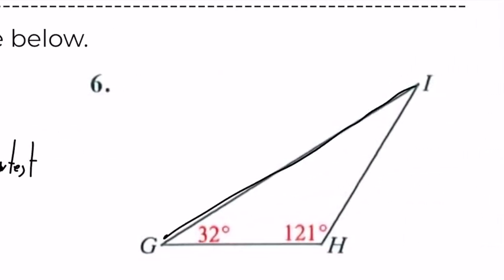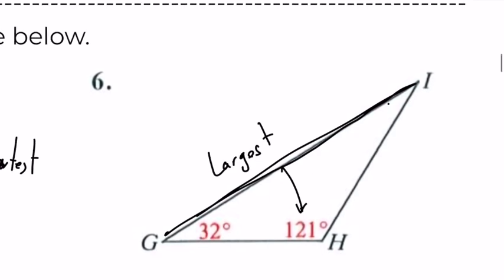And the last one, it is very clear that this one is going to be the largest because it is opposite to the obtuse angle, and there cannot be more than one obtuse angle in a triangle, so that is very clear. But which one is the shortest? I do need to calculate this one to see which one is the shortest. So for that, I just have to do 180 minus 121 minus 32, and that is 27. So the shortest is this one. Excellent.